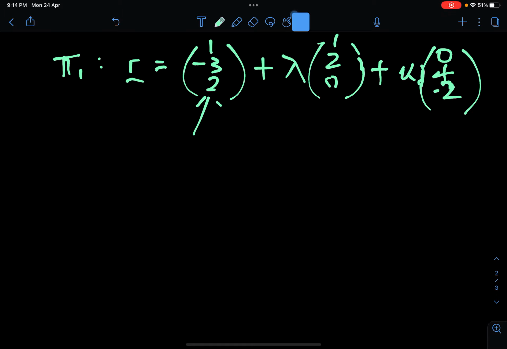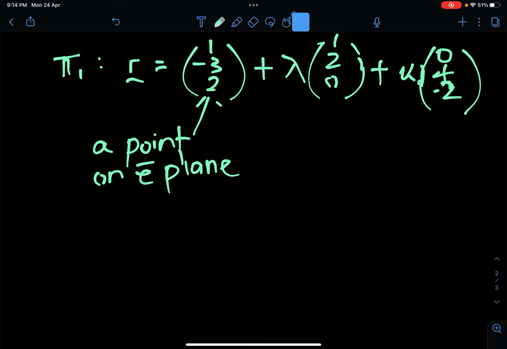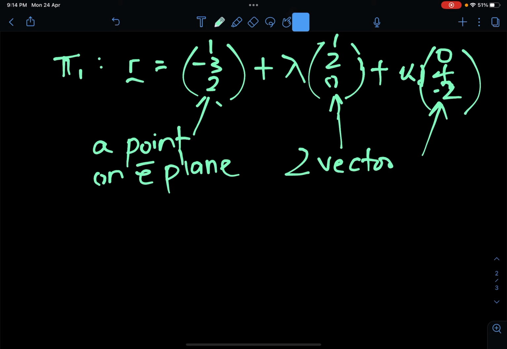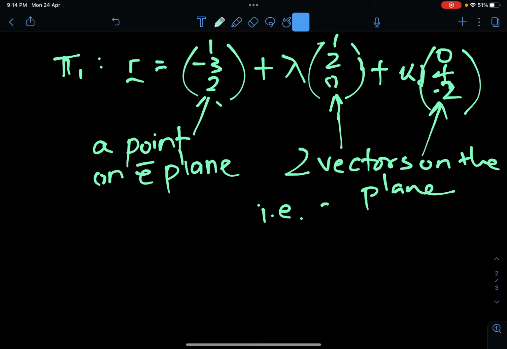Firstly, this is a point on the plane. And then this and this, the (1, 2, 0) and (0, 4, -2), are the two vectors on the plane, i.e. they are two vectors parallel to the plane, because they're on the plane.